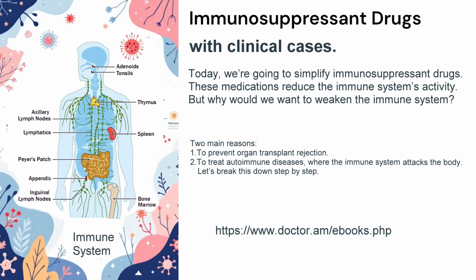These medications reduce the immune system's activity. But why would we want to weaken the immune system? Two main reasons. First, to prevent organ transplant rejection. Second, to treat autoimmune diseases where the immune system attacks the body. Let's break this down step by step.